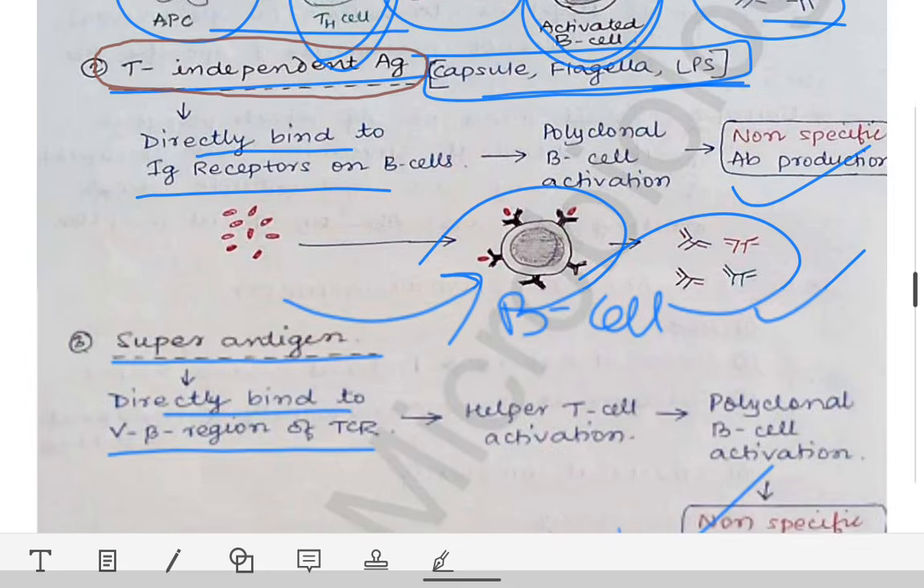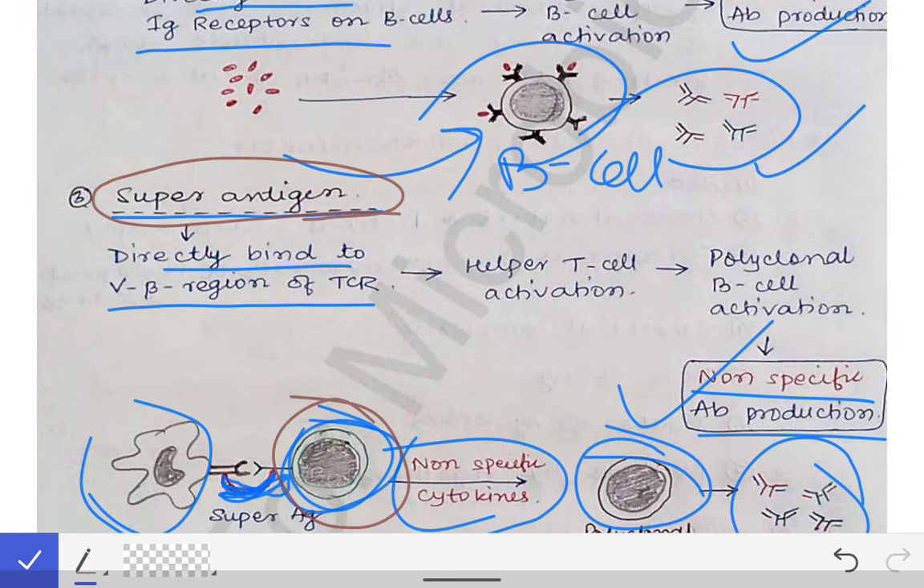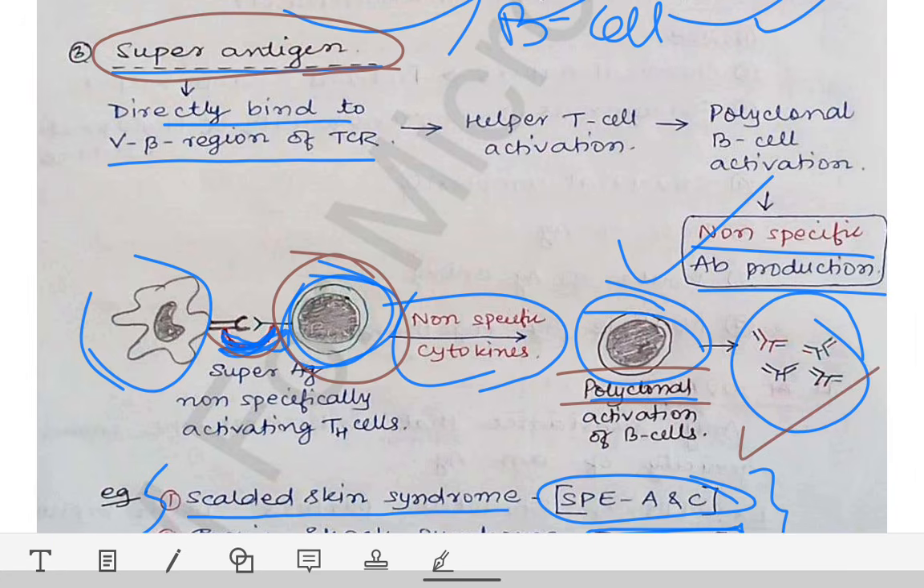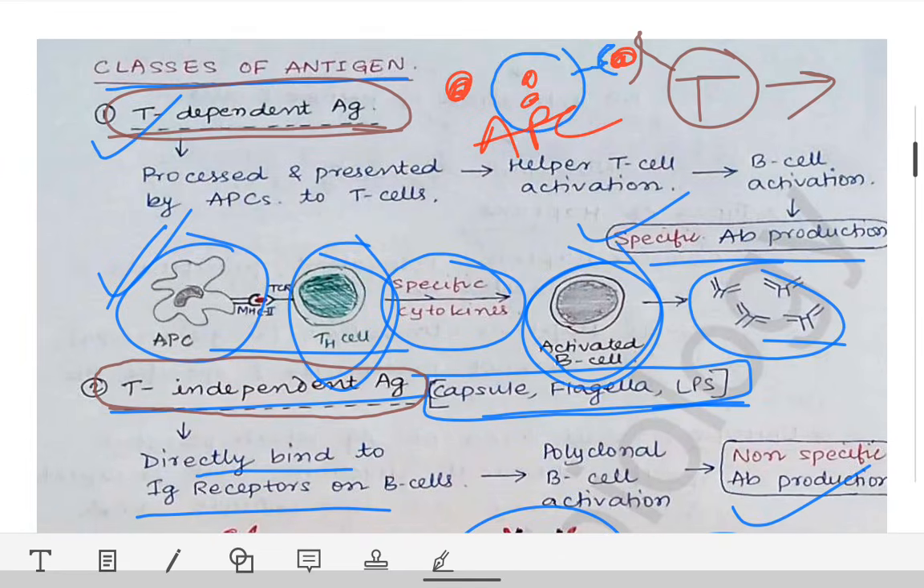And then there are the rowdy plus rich kids, that is superantigens, who are giving an under the table bribe to the peon from the side, and then causing the headmaster to get furious, and then getting their documents signed. Furious means polyclonal activation of the B cell, and then non-specific antibody production. So this is all about the different types of antigens. By the analogy you can understand it very easily. That's all for the different classes of the antigens.